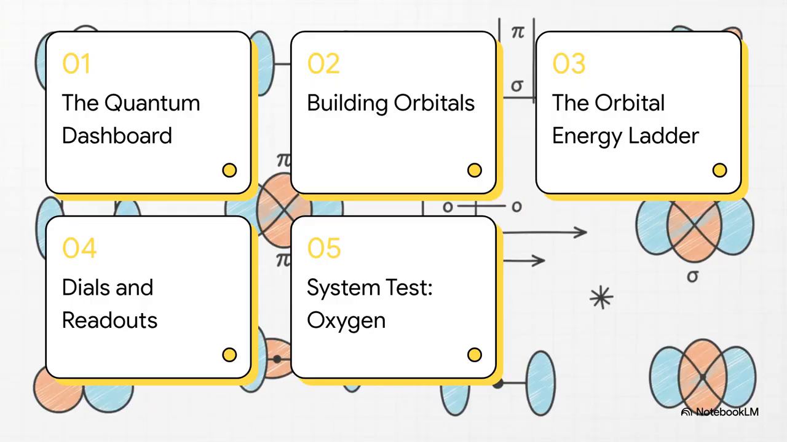So here's our game plan. First, we'll get a feel for the quantum dashboard itself. Then, we'll learn how to actually build molecular orbitals, which are kind of the foundation of the whole thing. After that, we'll see how to arrange them on an energy ladder, learn to read the dials to make real predictions, and finally, we'll put it all to the test and crack the code on oxygen's weird magnetic secret.